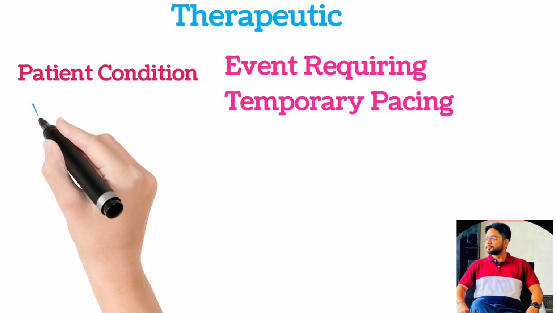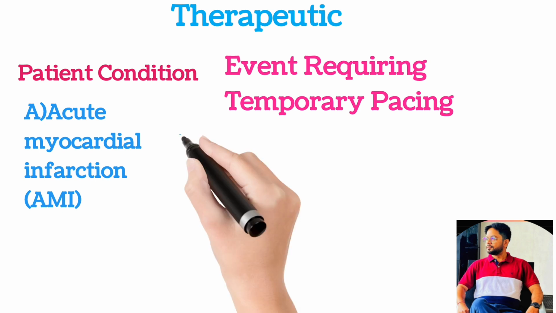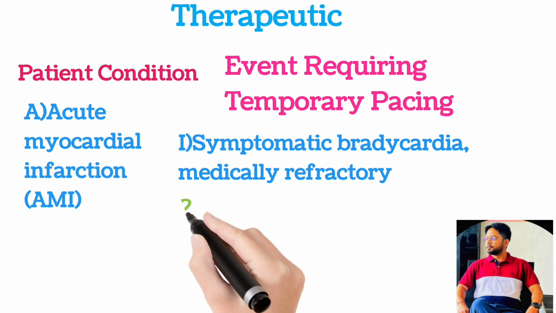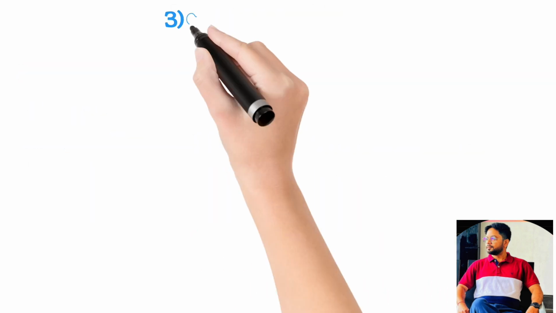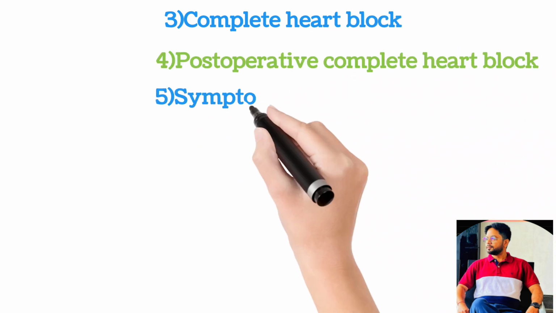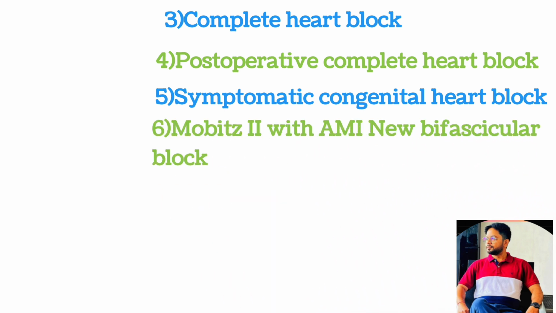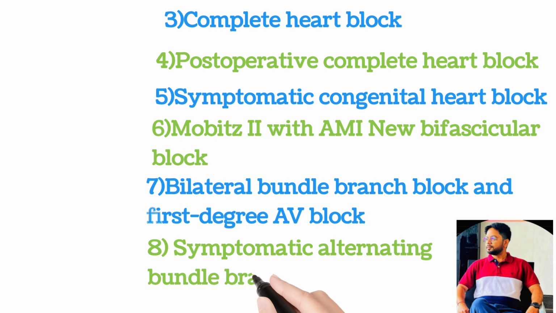The therapeutic conditions are a patient having acute myocardial infarction and symptomatic bradycardia which is medically refractory, new bundle branch block with transient complete heart block, postoperative complete heart block, symptomatic congenital heart block, Mobitz type 2 with acute myocardial infarction, new bifascicular block, bilateral bundle branch block and first degree AV block, symptomatic alternating bundle branch block.